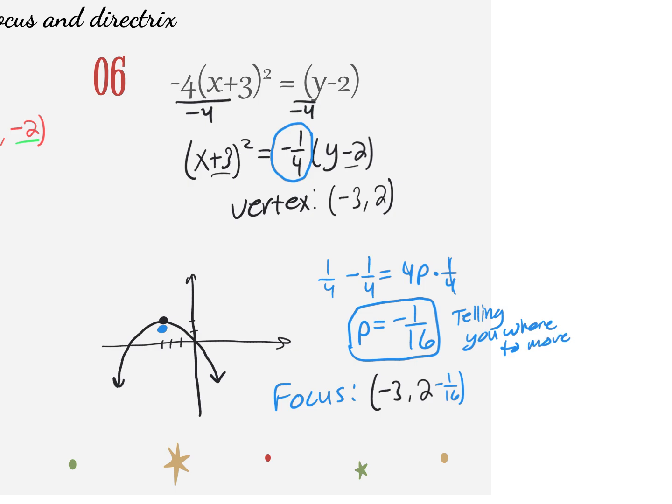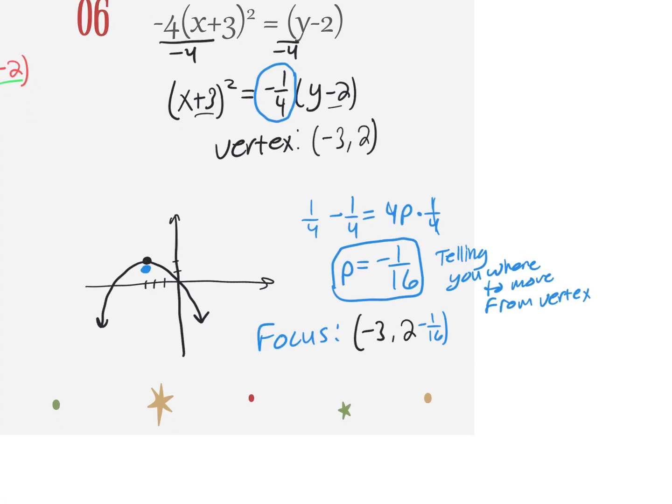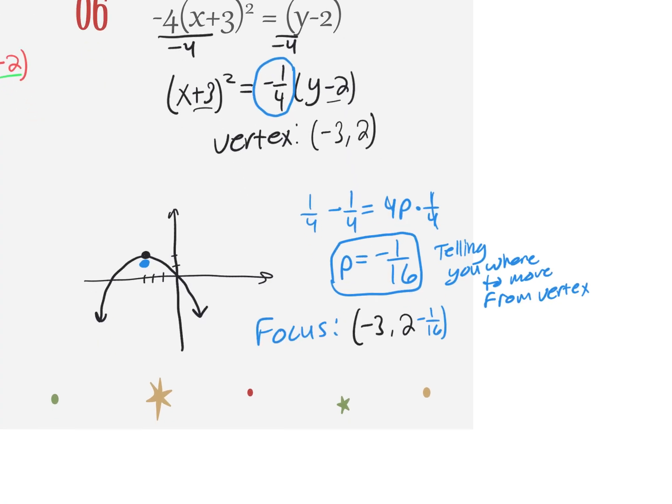And so from your vertex, I'm going to go down 1/16 of a unit, all right? Now, we don't want to leave it just like that. I actually want to get it as a singular value. I don't want to just leave it as 2 minus 1/16. All right, so what am I going to do? I'm going to convert a whole number to a fraction, right, over 1. And then get a common denominator, so times 16 over 16, and that becomes 32/16, right?